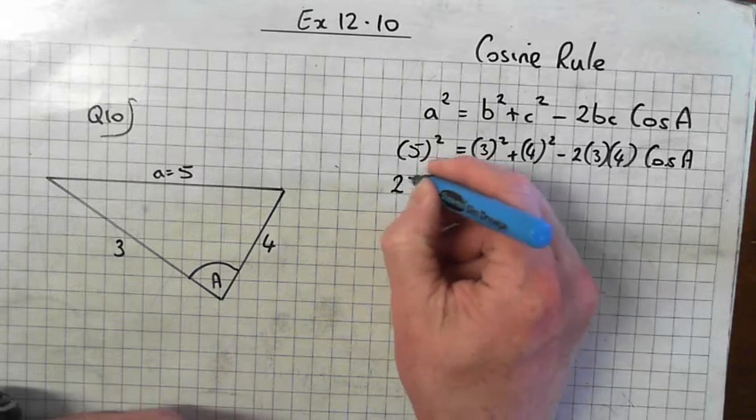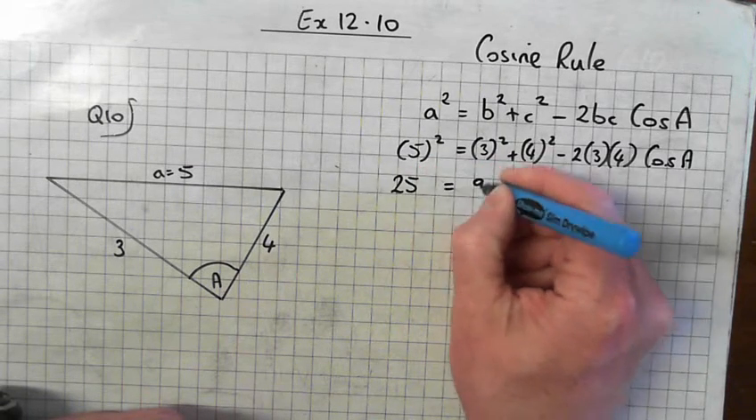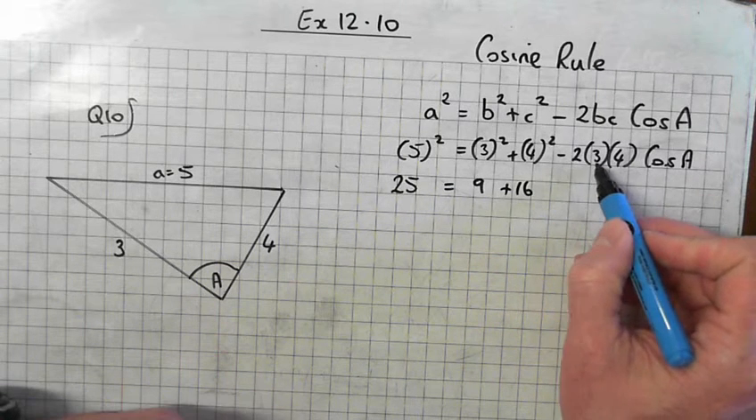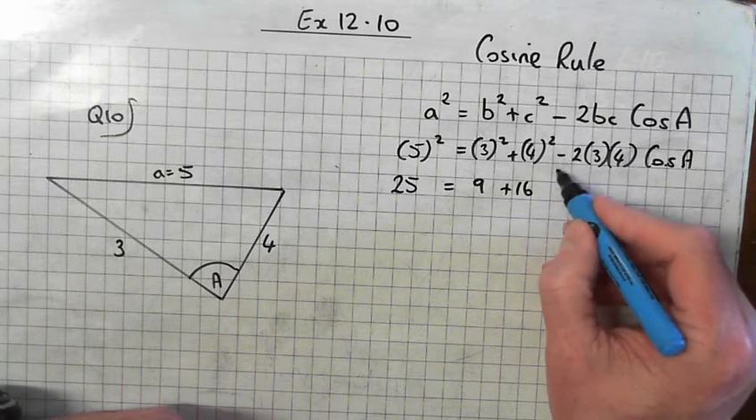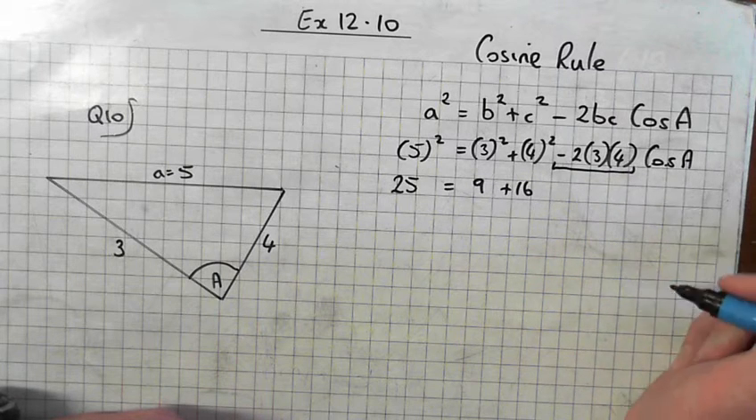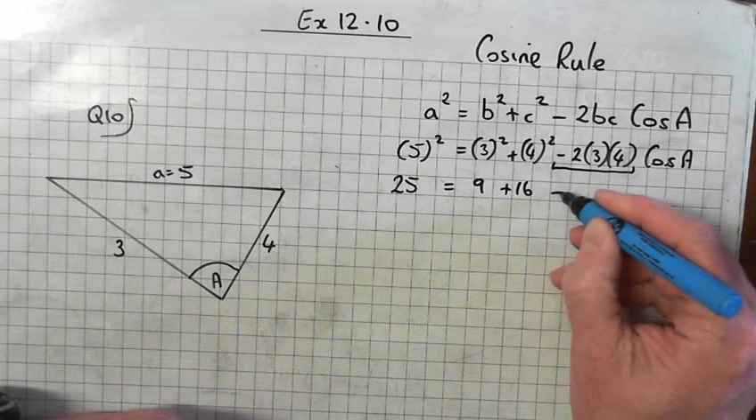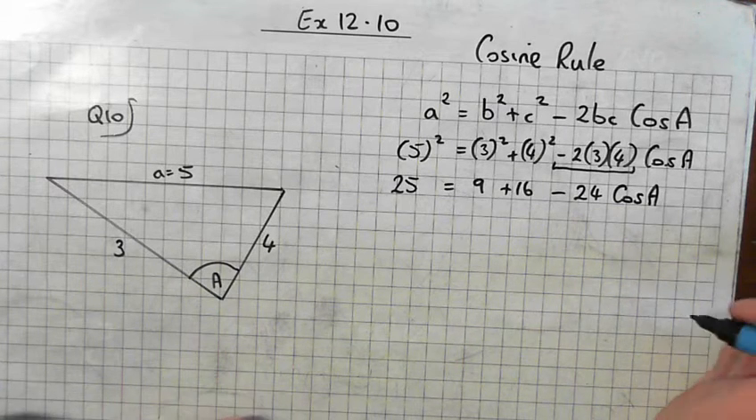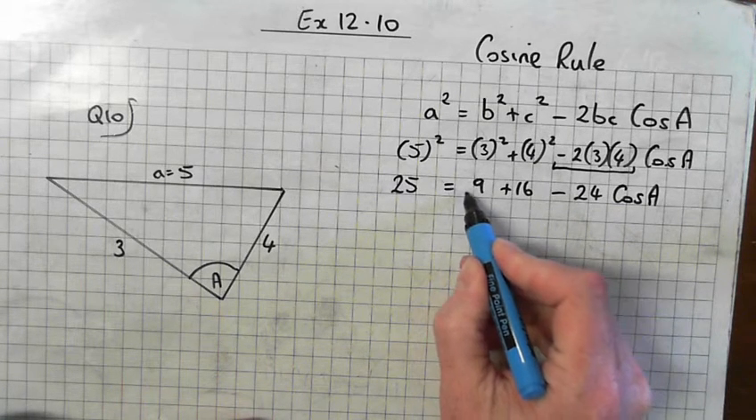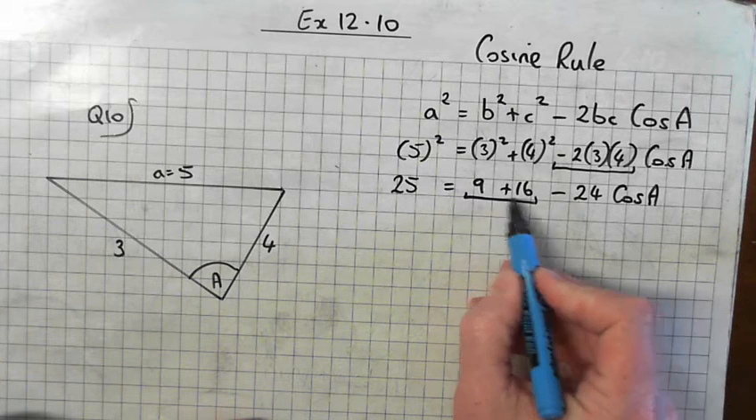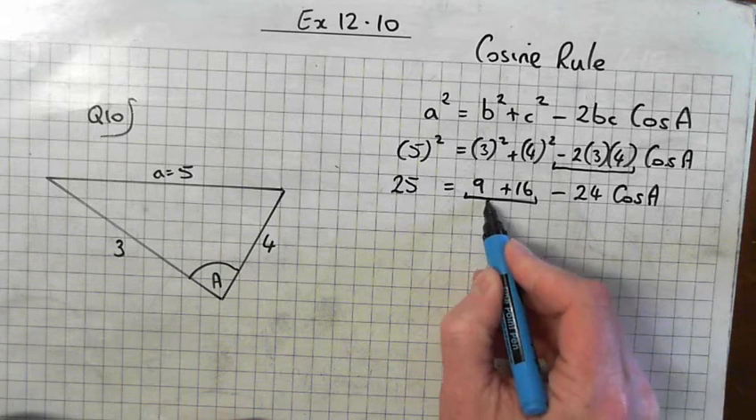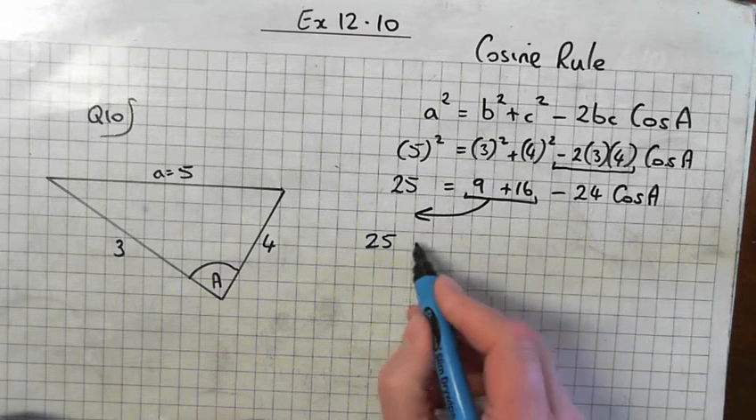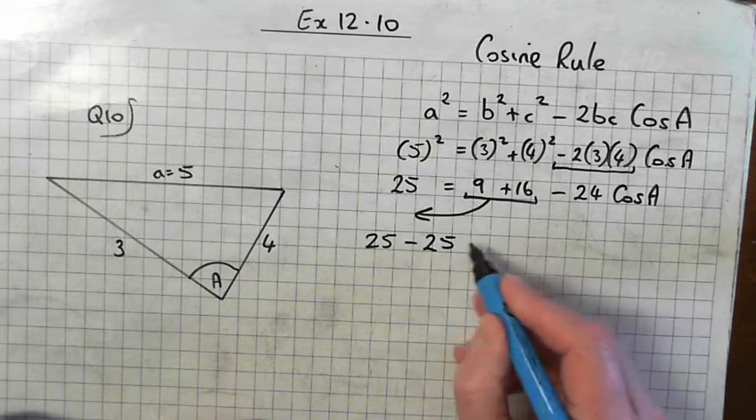Square everything. 5 squared is 25, 3 squared is 9, 4 squared is 16. Minus 2 times 3 times 4, well 3 times 4 is 12 times minus 2. So multiply all of that: 12 times minus 2, minus 24 cos A. Alright, we'll move the 9 and the 16 across. The 9 and 16 is 25. Move both of those across. So we get 25 minus 25.